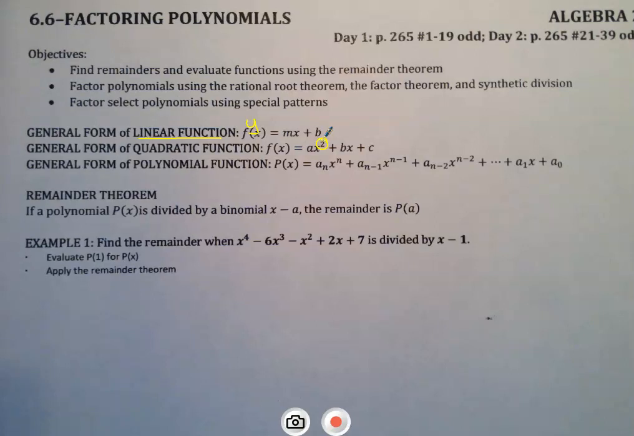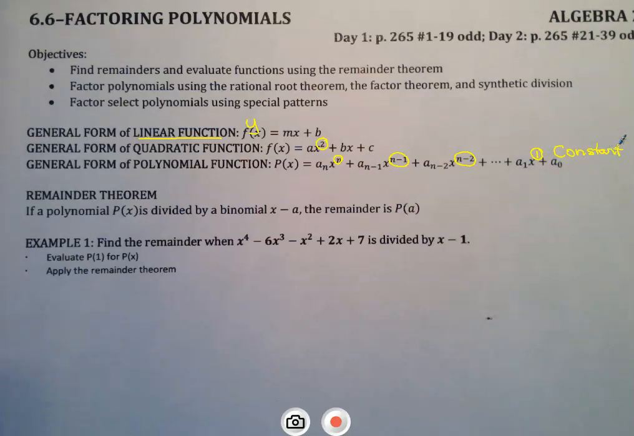For a polynomial, p of x, we have a coefficient in front and a variable with an exponent of n, and then it's n minus 1 and then n minus 2, and it goes down until, well, there's just 1 here, right? We don't write it. And then this is a to the power of 0. This is the constant.